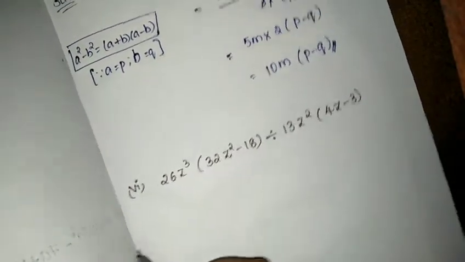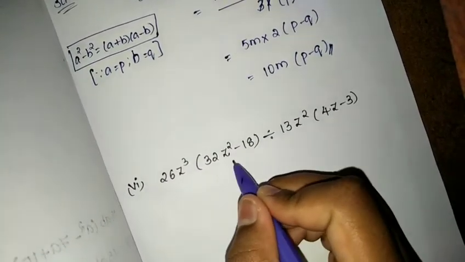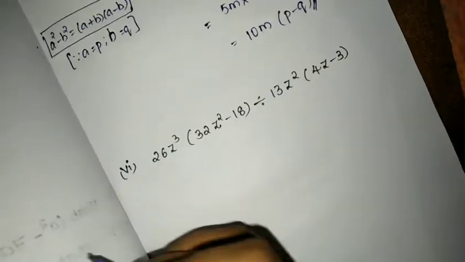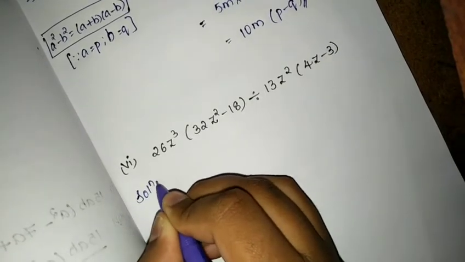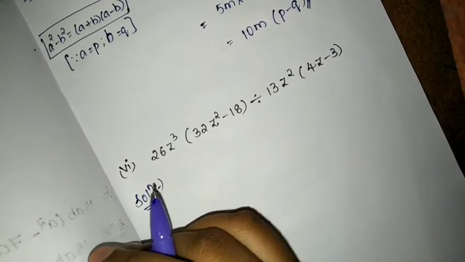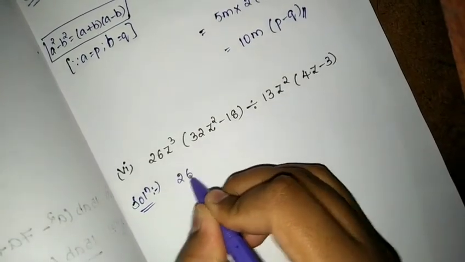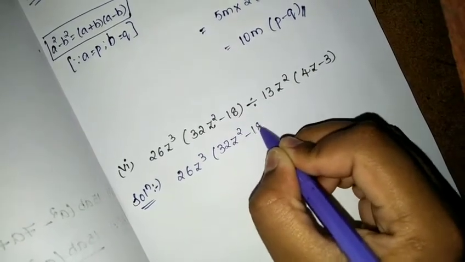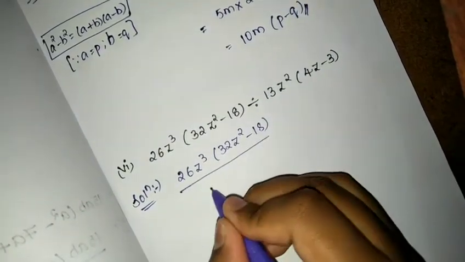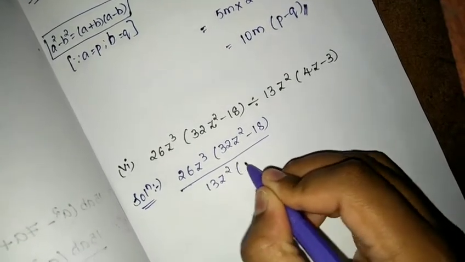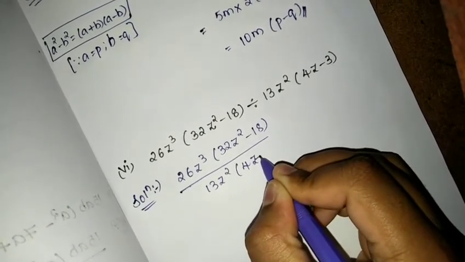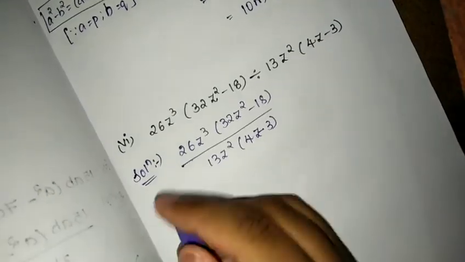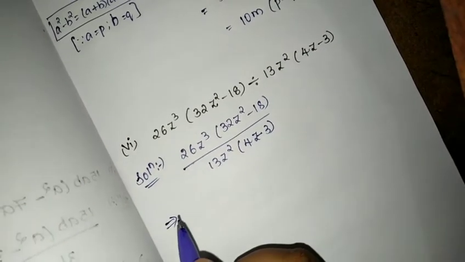Next, sixth problem. 26z cube into 32z square minus 18 divided by 13z square into 4z minus 3. Solution for this problem is 26z cube into 32z square minus 18 divided by 13z square into 4z minus 3. Let's see how to solve this problem.